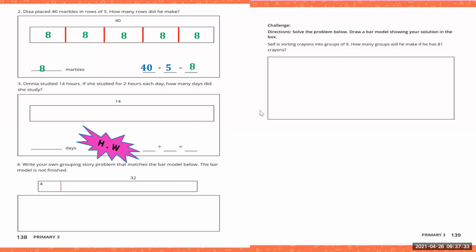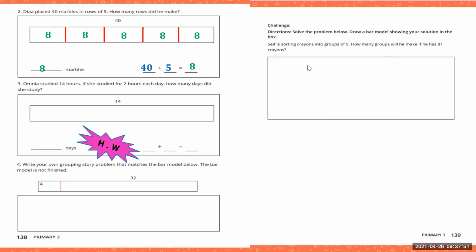What can't you understand? Here we just divided 40 by 5 equals 8. We don't have anything. This is homework for you, okay?